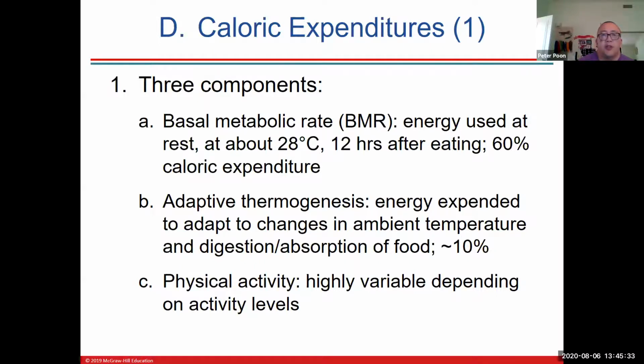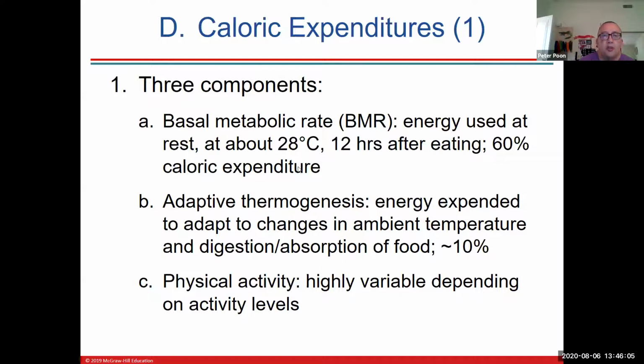Caloric expenditure has 3 components. There's the basal metabolic rate, or BMR. That's the energy used at rest at about 28 degrees, 12 hours after eating. That's 60% of caloric expenditure. So you burn 60% of your calories no matter what. If you're sitting on your couch doing nothing, you'll still burn calories, since you still have to maintain your body temperature, you're still making enzymes and all of this stuff.